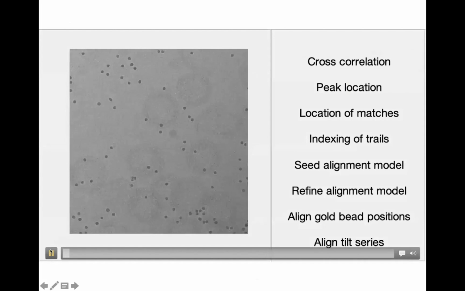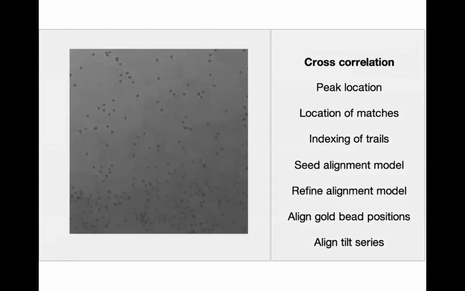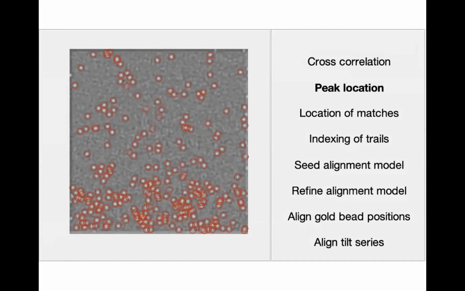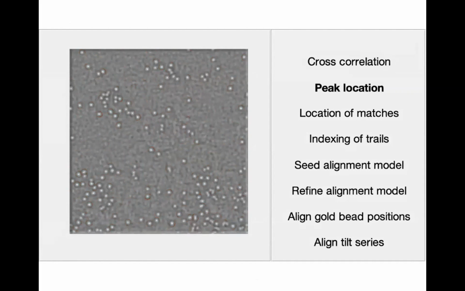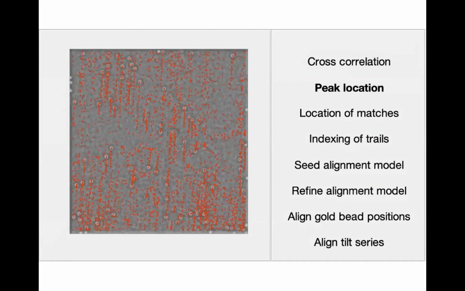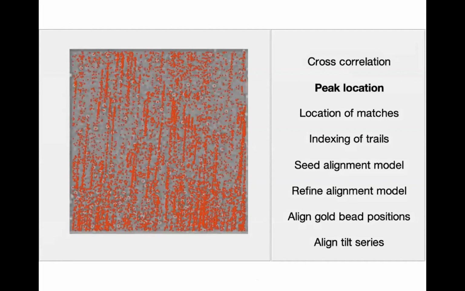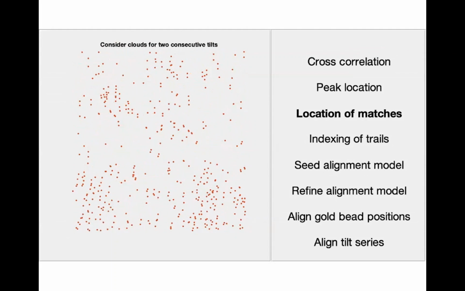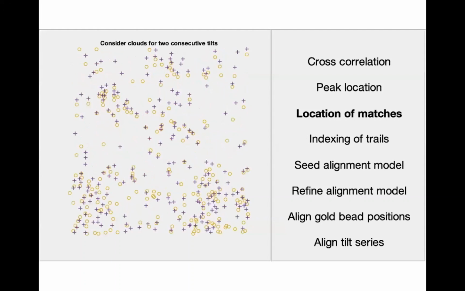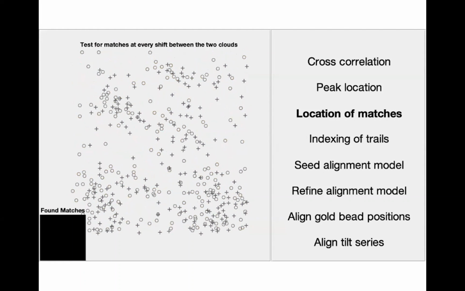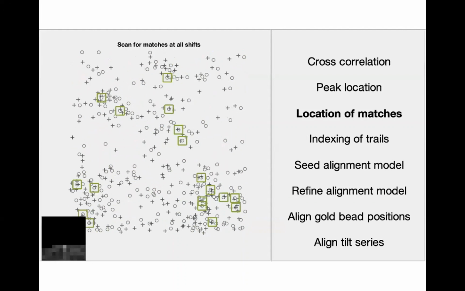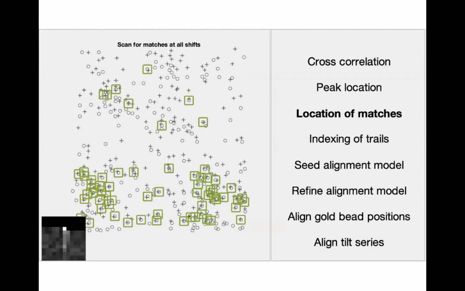This is the procedure in which, well, that would be the tilt series. We make our cross correlation for everything. For each micrograph, we locate the peaks. And then we try to locate which peaks are actual matches, meaning that when you move from one micrograph to the next one, we test all the possible shifts.